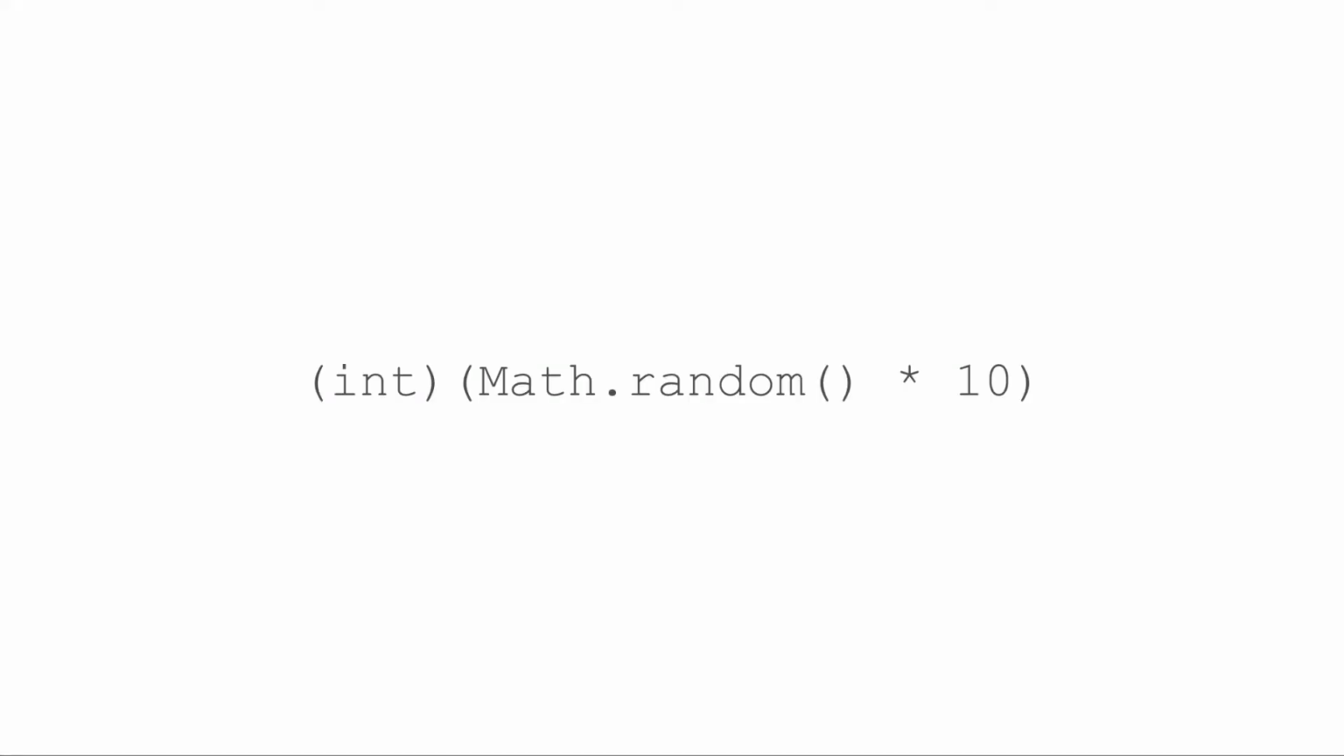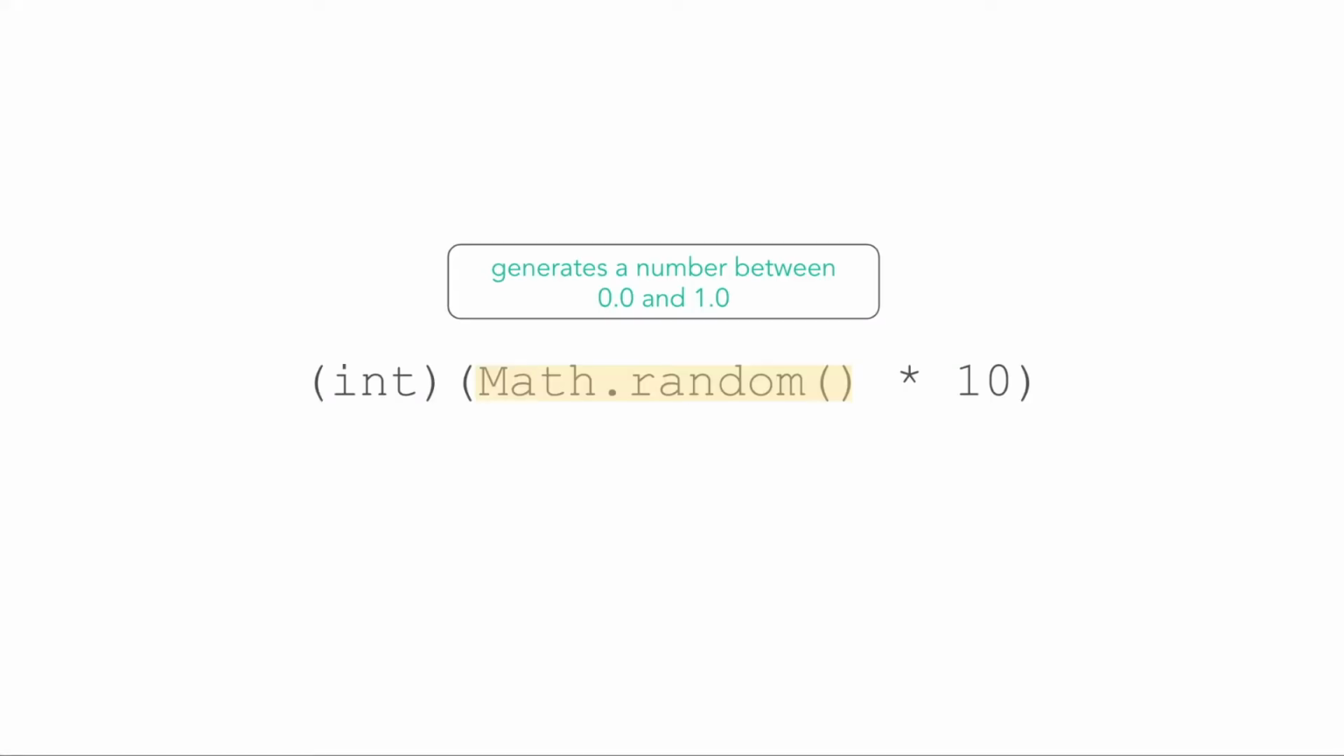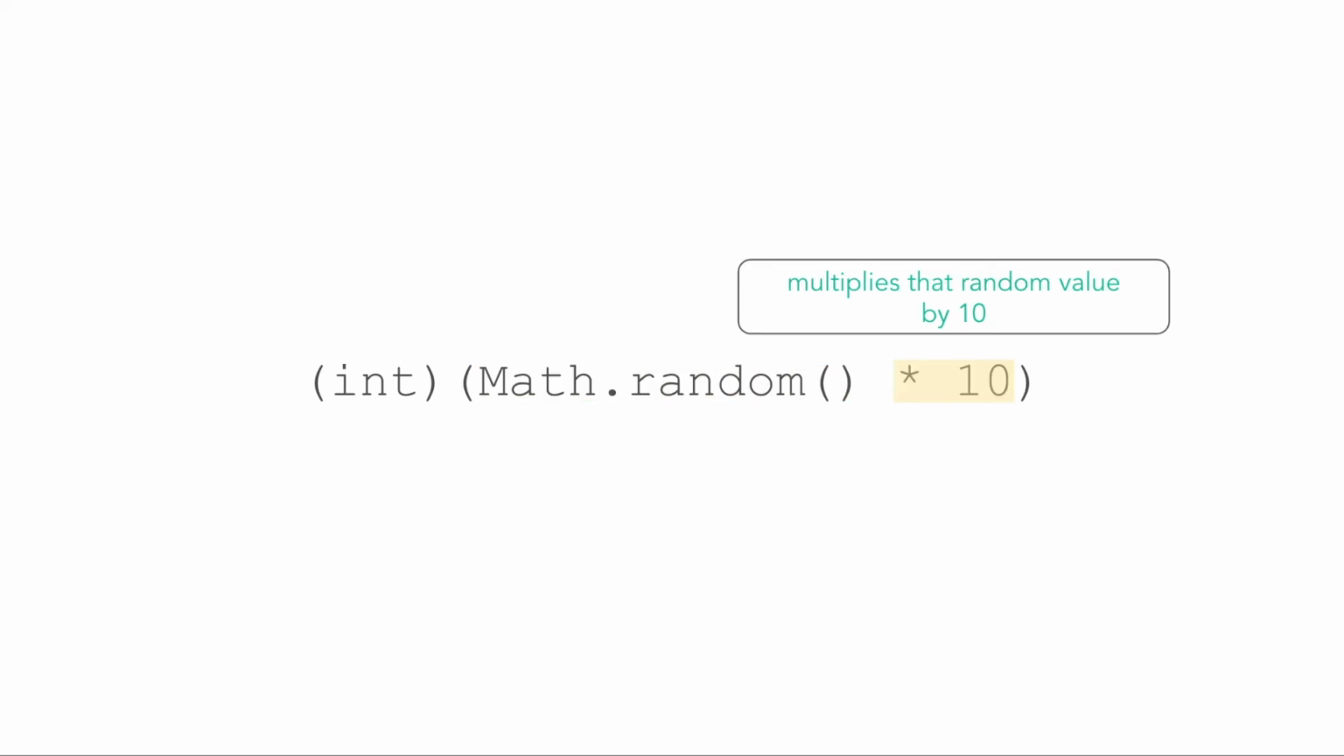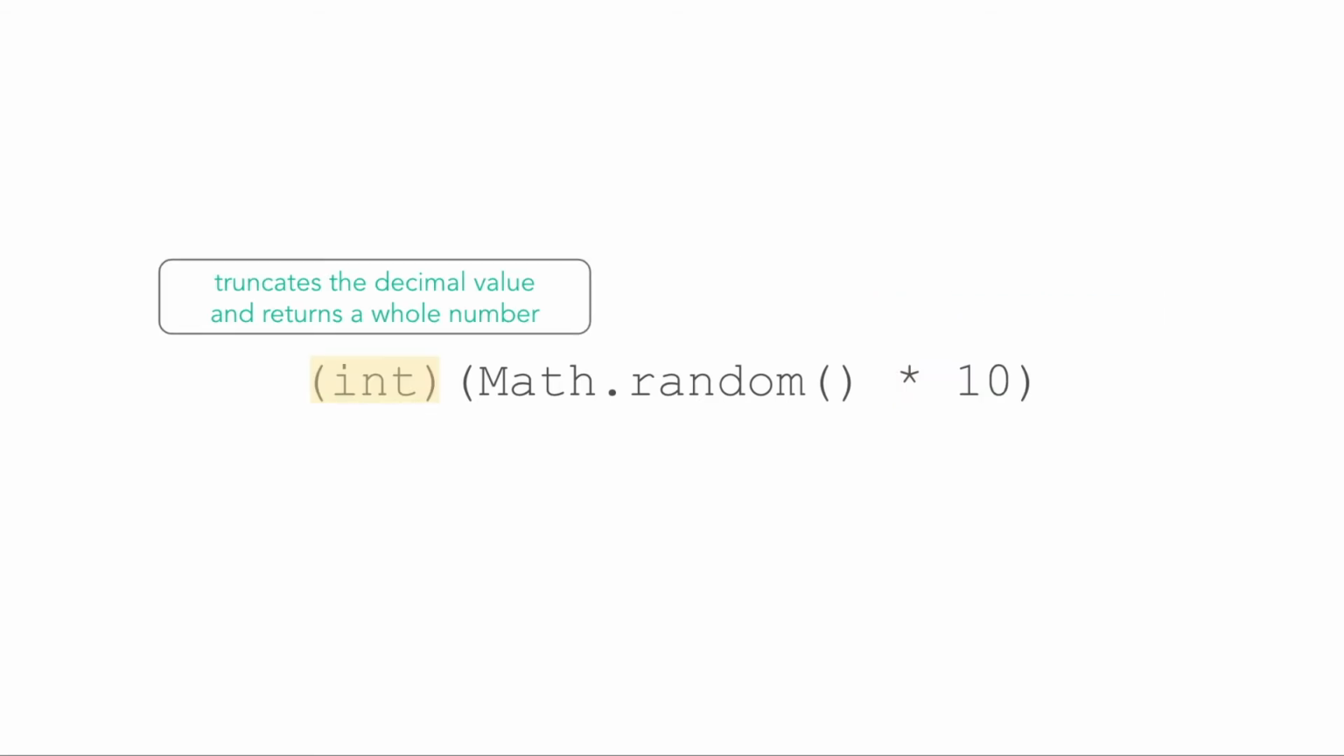Let's look at what your machine sees. Math.random will generate a random number between 0.0 and 1.0 exclusive. That random value will then be multiplied by 10. Finally, the decimal value will be truncated and a whole number will be returned.